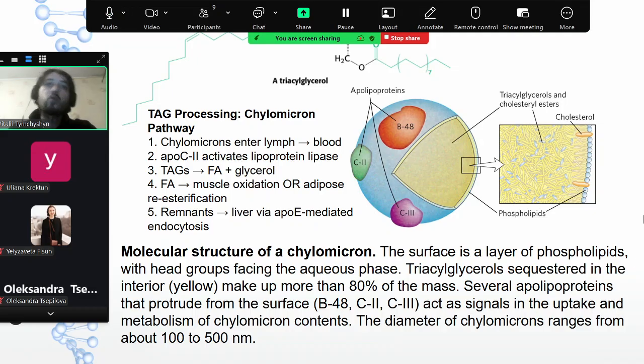The apolipoproteins that protrude from the surface act as signals in the uptake and the metabolism of chylomicron contents, and their diameter ranges from 100 to 500 nanometers.